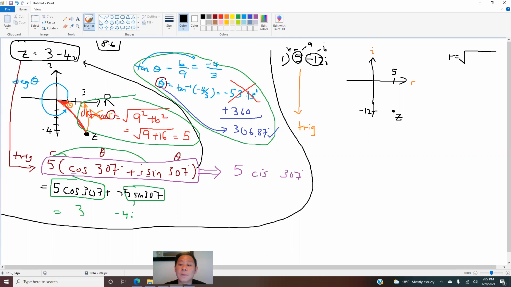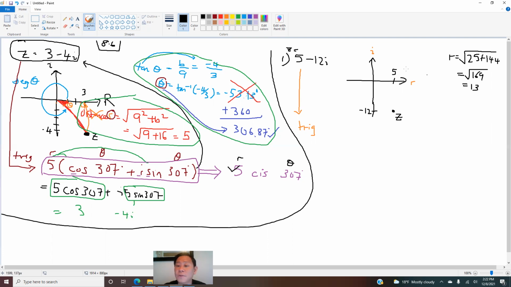So what is this gonna be? A squared is what? 25. And B squared is 144. And what is that gonna give us? Square root of 169, which is 13. So this is your R. Your R in this case will be 13.